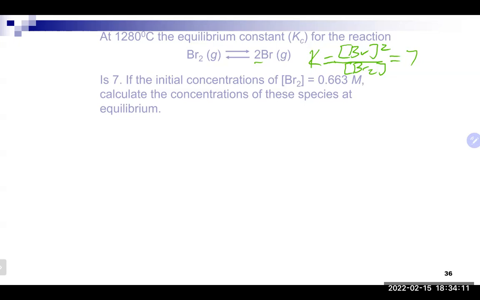At this point, we now want to go into our ICE table. We're really only given information about our reactants. So personally, I'm just going to rewrite the equation here so I can do my ICE table.